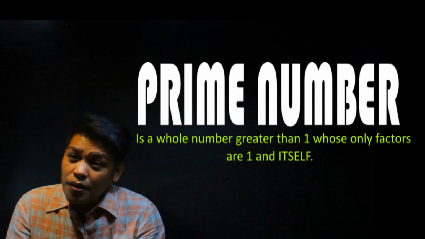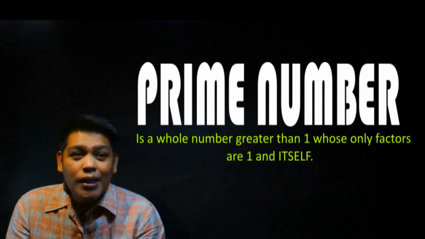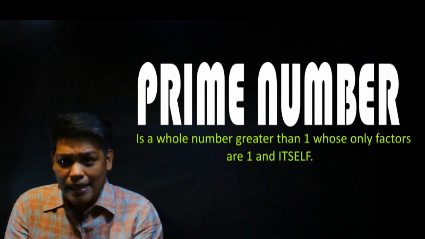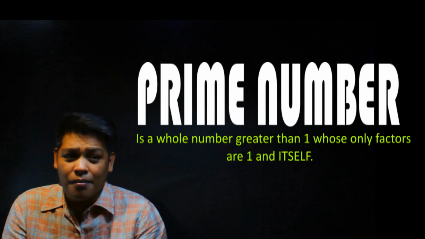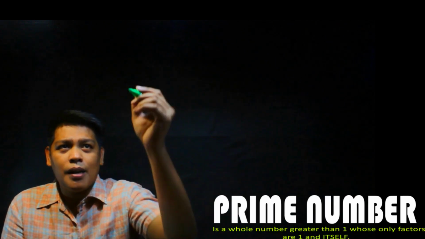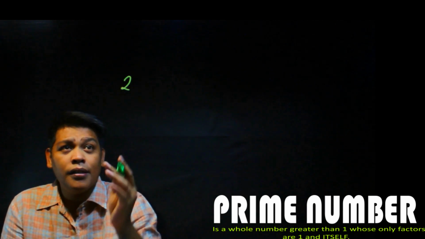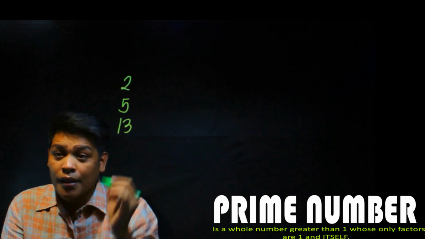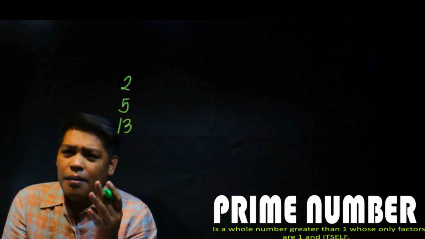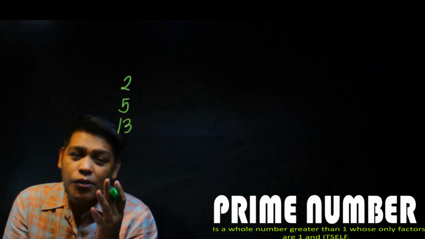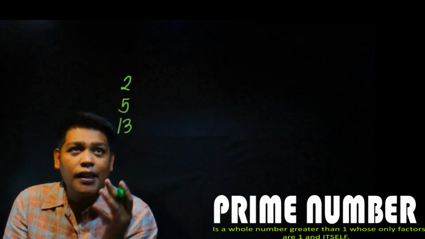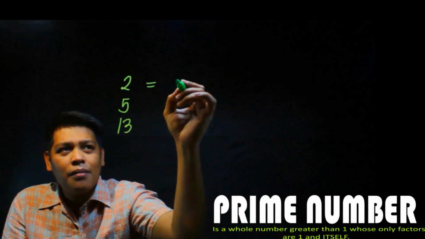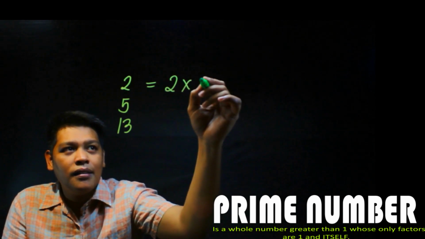Kailangan muna natin i-define what is a prime number. So, for the definition of prime number, prime number is a whole number greater than 1 whose only factors are 1 and itself. So, for example of prime, example is 2. 2 is a prime number. And 5, also a prime number. Let's say 13. These are prime numbers. Sabi sa definition, whole number greater than 1 whose factors are only 1 and itself. So, ibig sabihin ng prime numbers, ang factor lang ng prime numbers is ang sarili niya and 1.